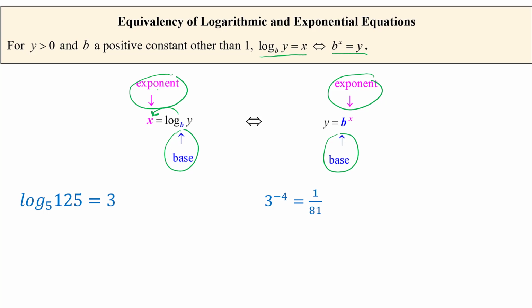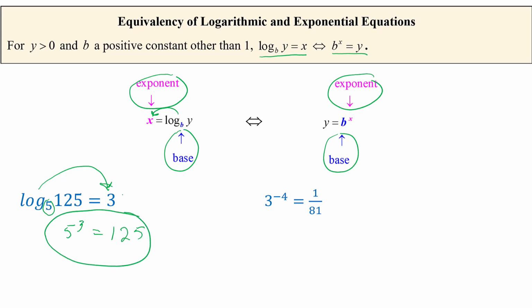Let's convert the equation log to the base 5 of 125 equals 3 from its current logarithmic form into exponential form. I first look for the base, which I can easily grab just reading left to right, log to the base 5. So the base here is 5. I'll write the number 5 here. And then a log is an exponent. So our exponent that goes on that 5 is 3. The number that's left over here is 125. So we have 5 raised to the third equals 125.